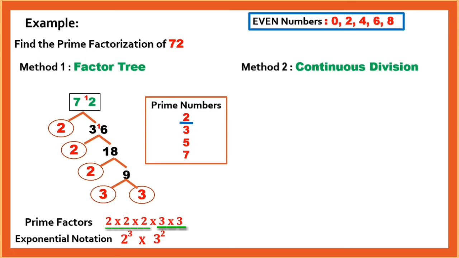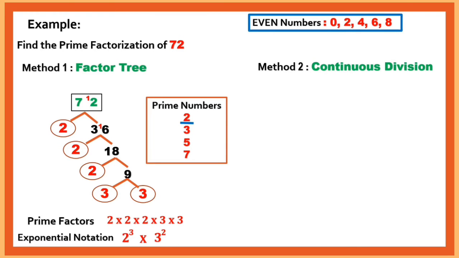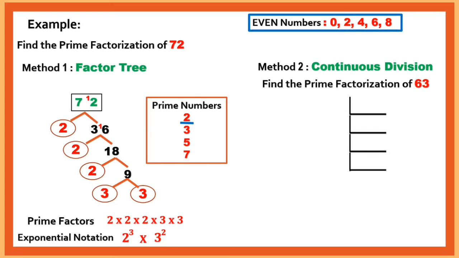Okay, so we're done with the factor tree. This time, let us perform prime factorization using continuous division. Let's say, for example, we have to find the prime factorization of 63. So first, magdodraw tayo ng ladder or hagdan katulad nito. And then, ilagay natin ang given number na 63 sa loob ng hagdan sa itaas.